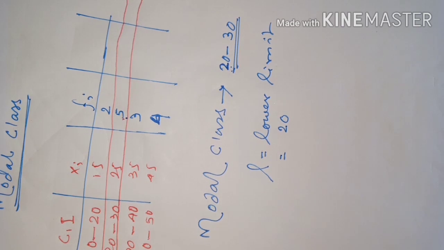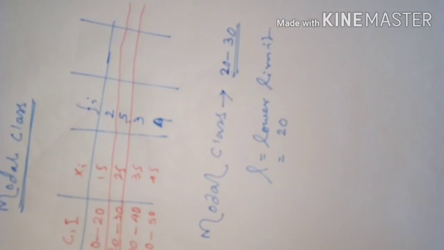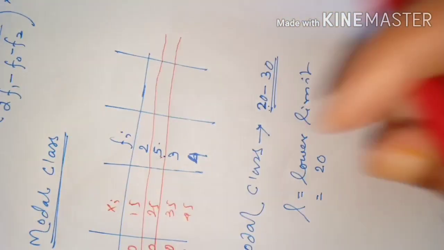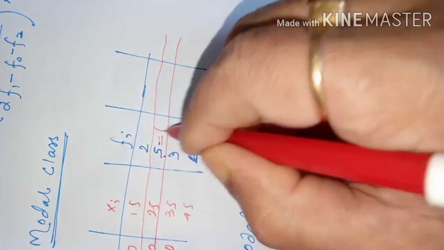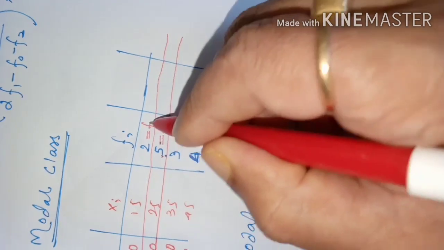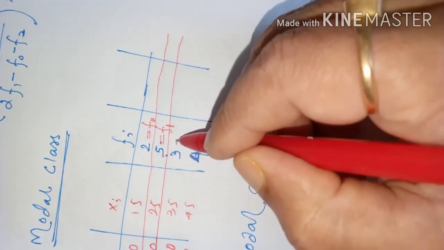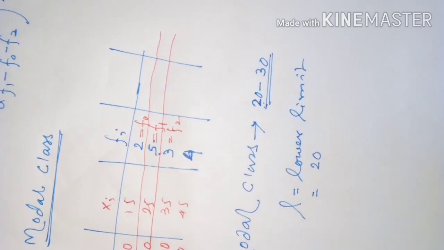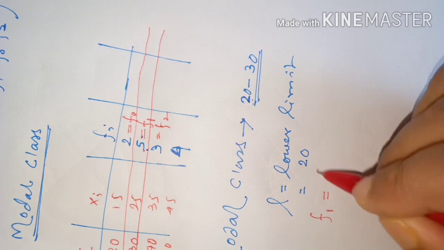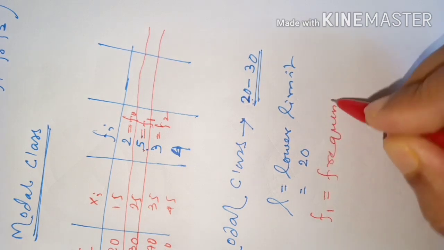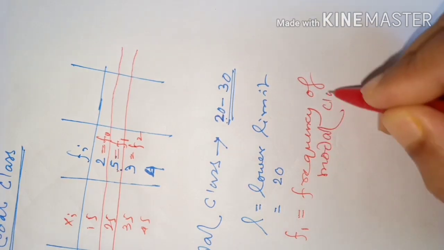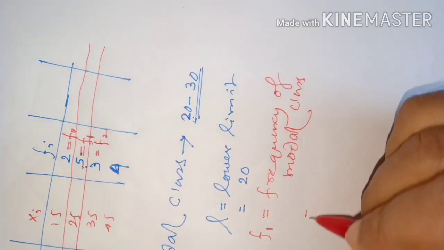Then F1, F0 and F2. Let me tell you what F1, F0, F2 are. F1 is the frequency of the model class, this number. The frequency before it is F0, and the frequency after it is F2. So F1 is the frequency of the model class, and that frequency here is 5.